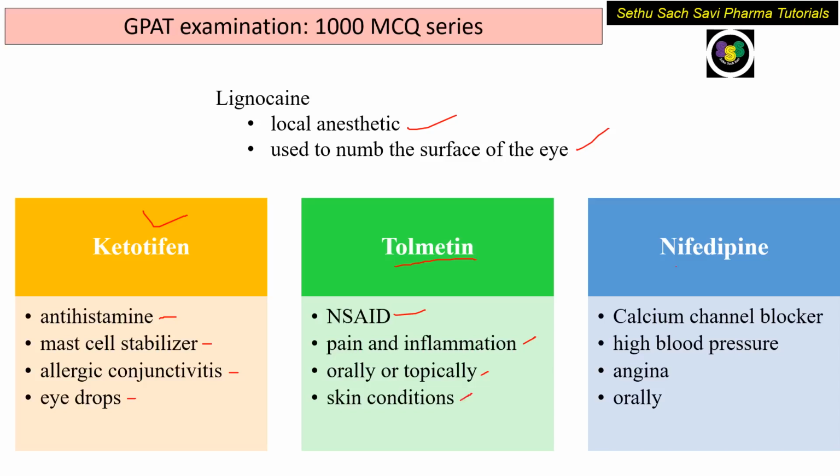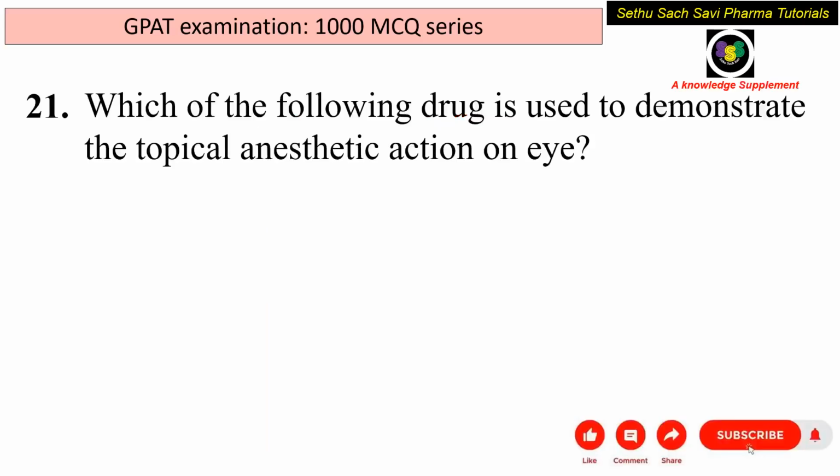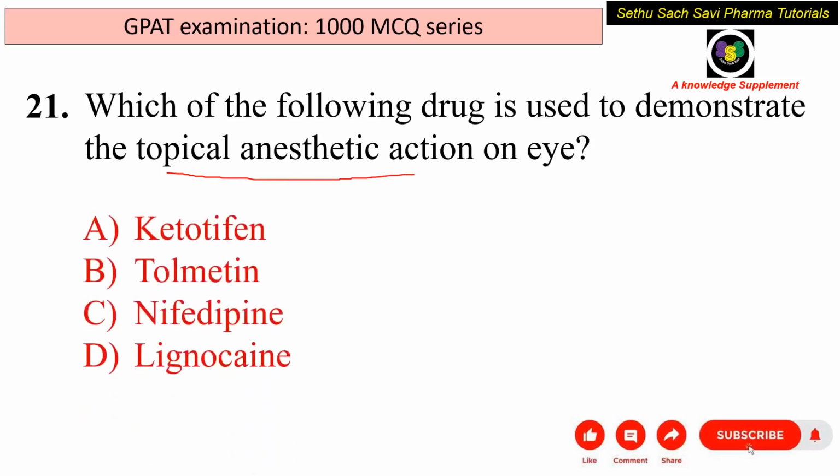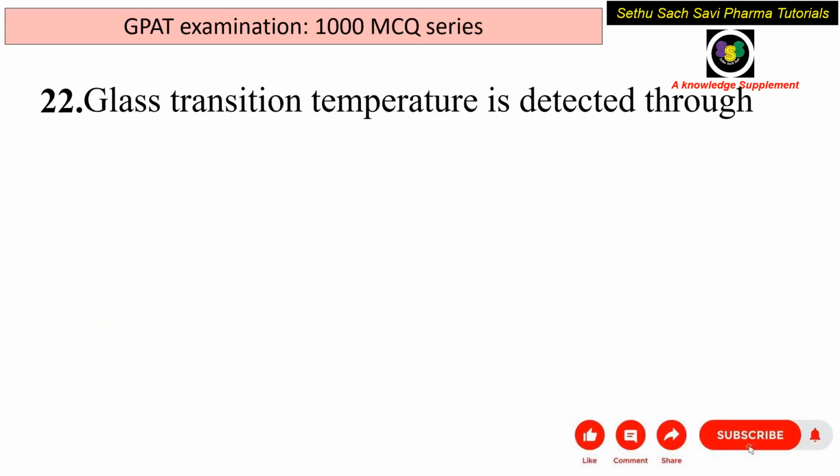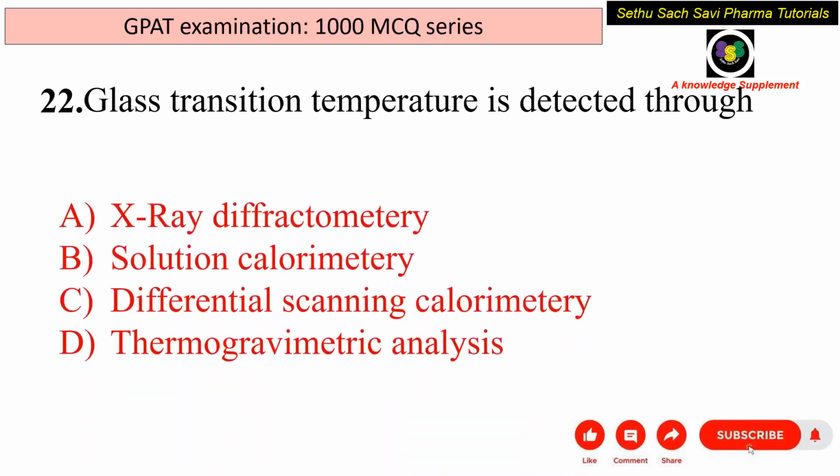Coming to the next option, that is nifedipine. Nifedipine is a well-known calcium channel blocker. It is used to treat high BP, that is high blood pressure, as well as angina. And how are we administering it? We are administering it orally. Okay, so coming to the question, which of the following drugs is used to demonstrate topical anesthetic action on the eye? So what will be the answer? It will be lignocaine.